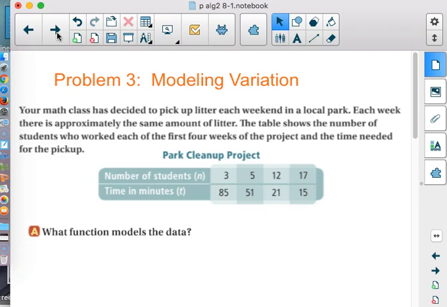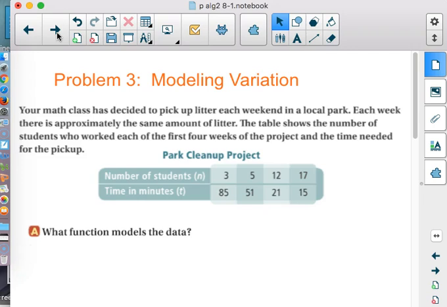So this says your math class has decided to pick up litter each weekend in a local park. Good for you. Each week there's approximately the same amount of litter. Unfortunately, people are littering all the time. So this can be used for, oh yeah, these relationships, well, they're really basic relationships, but they absolutely could be used. The table shows the number of students who worked each of the first 4 weeks of the project and the time needed for the pickup.